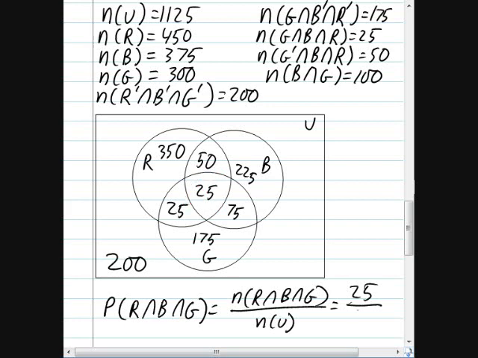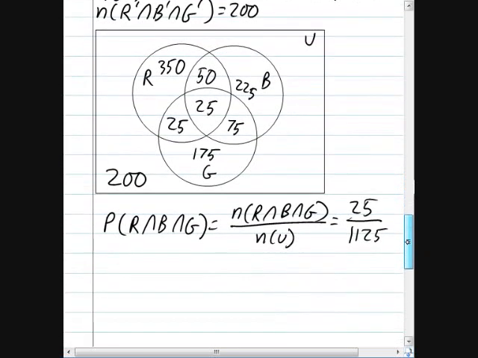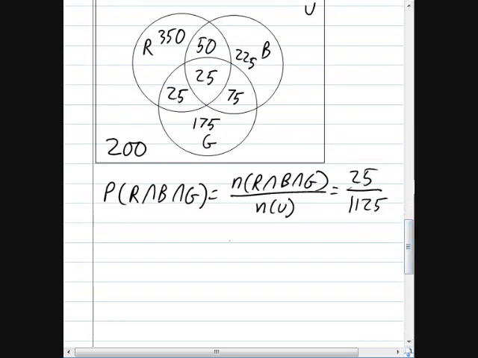The number of people in the survey was given to us in the problem. That was 1,125. If we weren't given that number in the beginning, then we would simply add up all of the numbers in the universal set, which is every number listed in the Venn diagram. If you work this number out on your calculator, you'll find that this is approximately equal to 0.022, which if we convert this to a percentage is about 2.2%.